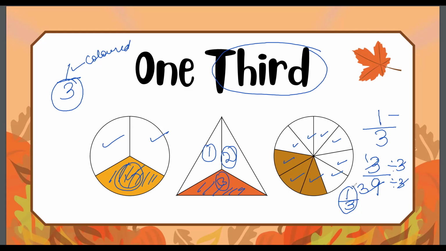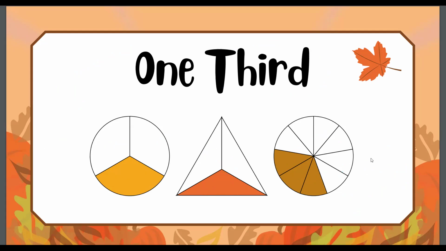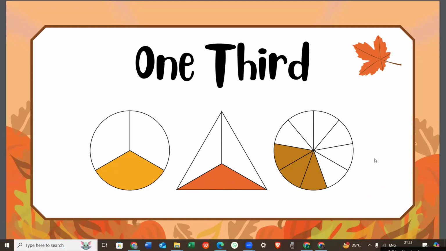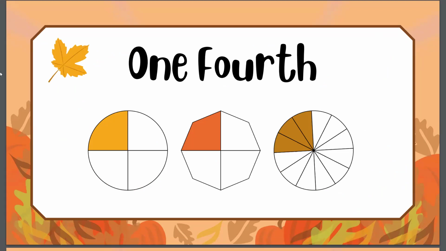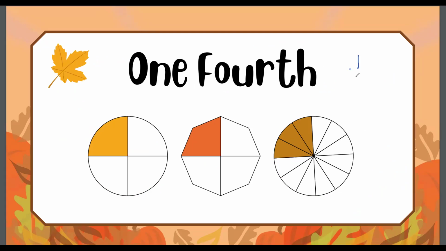Okay, so whenever we have this type of fraction, we need to check whether it is further divisible or not. If it is divisible, then we need to divide and then write the fraction part. Now next we have 1/4. So what is 1/4?